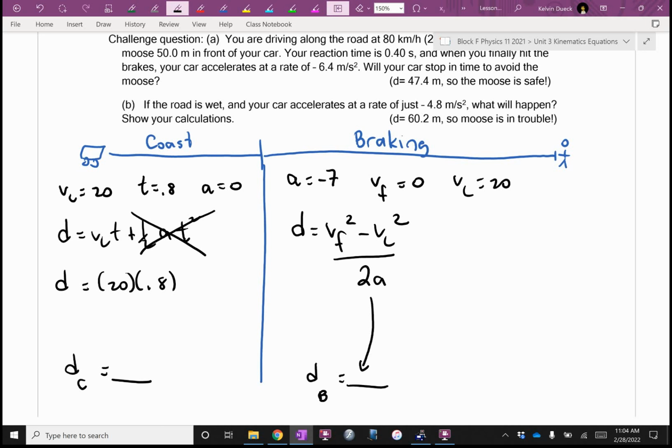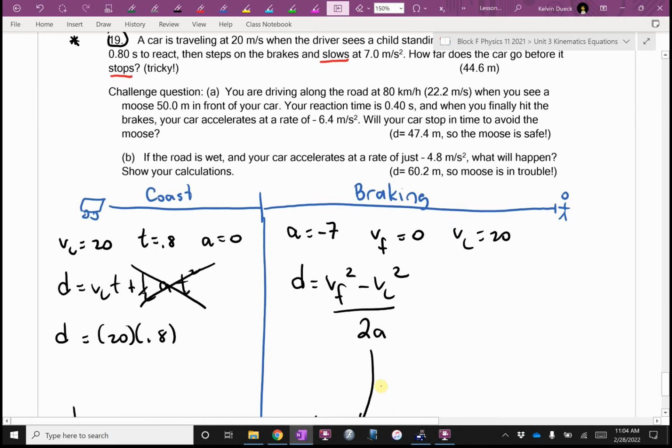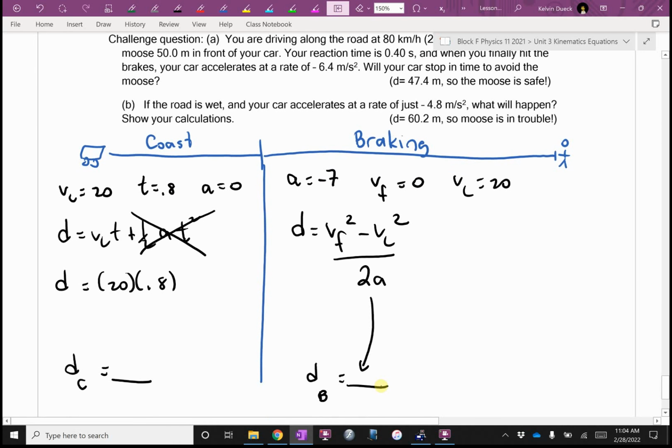So what was the correct answer? I don't know. That's where the 44.6 came from. That should work. Okay.